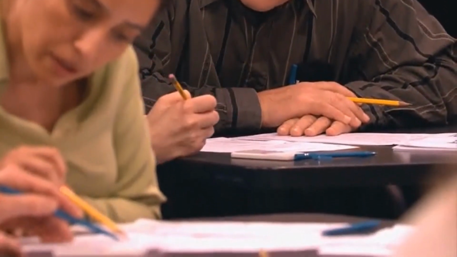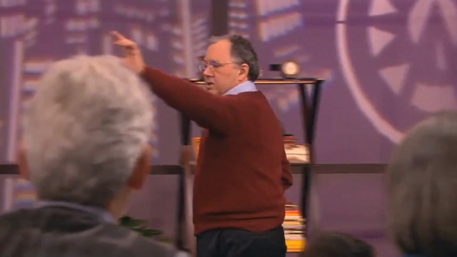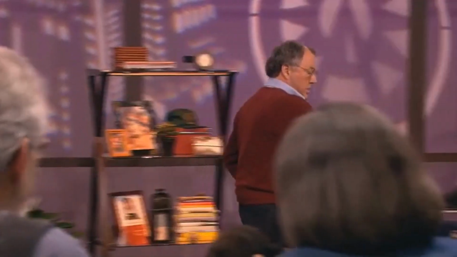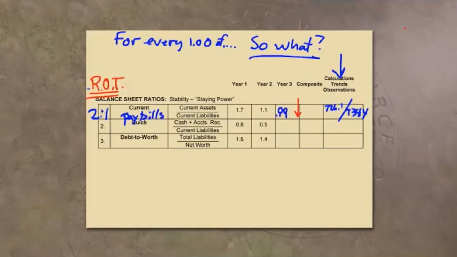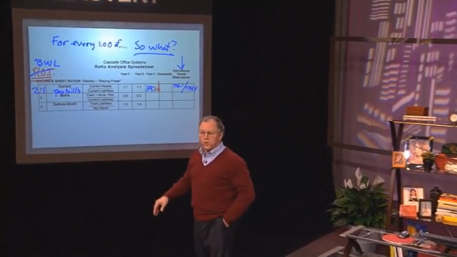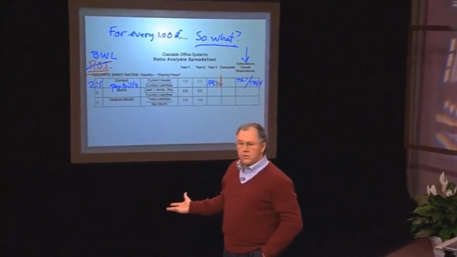For every what? For every dollar of current liabilities, we'd like to see what? $2. That rule of thumb. Well, wouldn't we all? We could also call this the banker's wish list. It's kind of interesting. Sometimes when you see a business with a 2 to 1 current ratio, they don't need to talk to you.